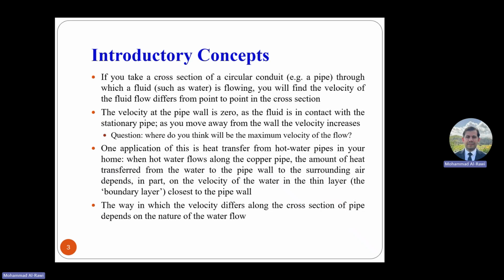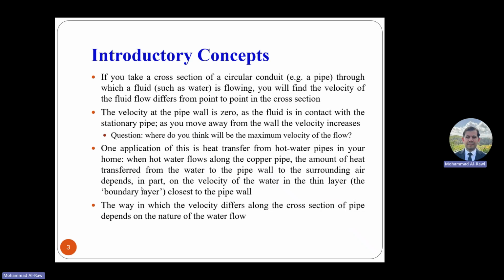So if you take a cross section of a circular pipe through which a fluid, for example water, is flowing, you'll find the velocity of the fluid flow differs from point to point in the cross-section area. The flow particles at the surface of the circular pipe would be zero, and in the middle, at the center line of the pipe, it would be different, and therefore we want to explore that. The velocity at the pipe wall is zero, as the fluid is in contact with the stationary pipe. As you move away from the wall, the velocity increases.